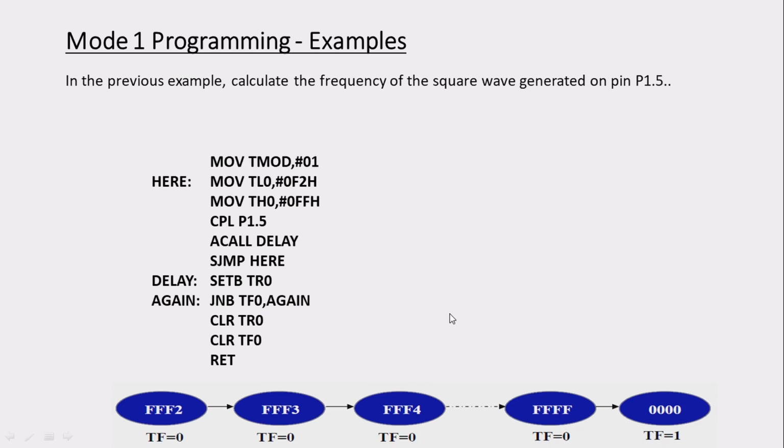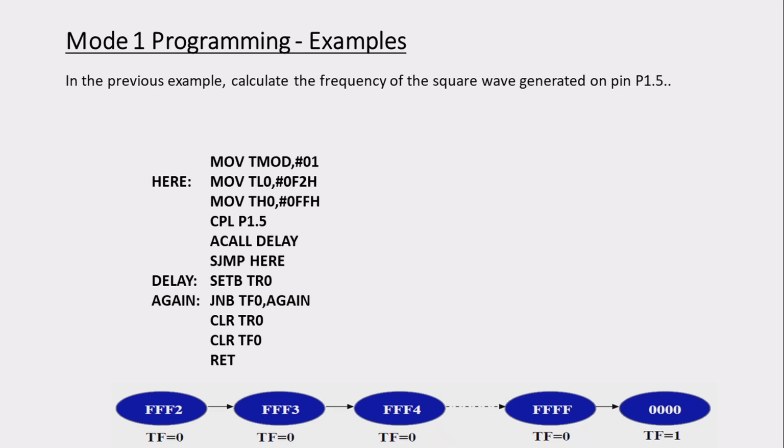Now let us look into the same program in a different way. First, we saw how to write the program in order to generate a time delay. After that, in the next example, we saw how much amount of delay is being generated by this particular timer.